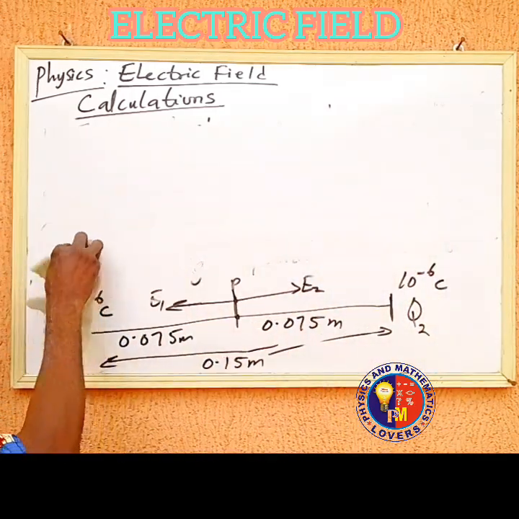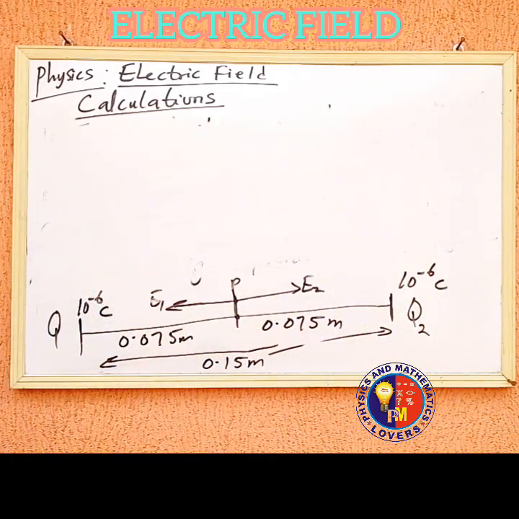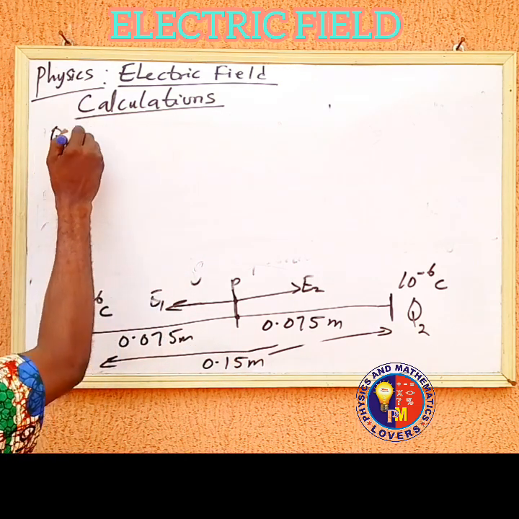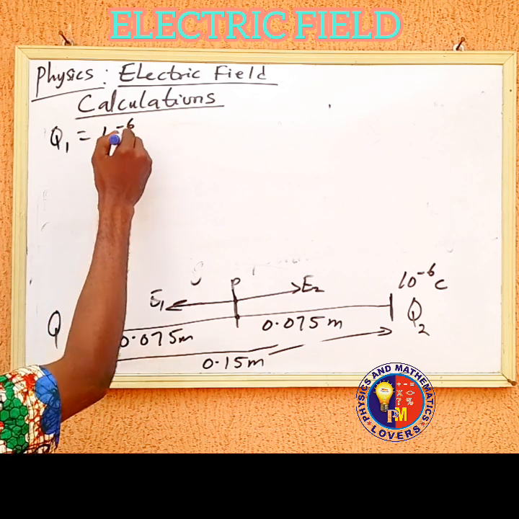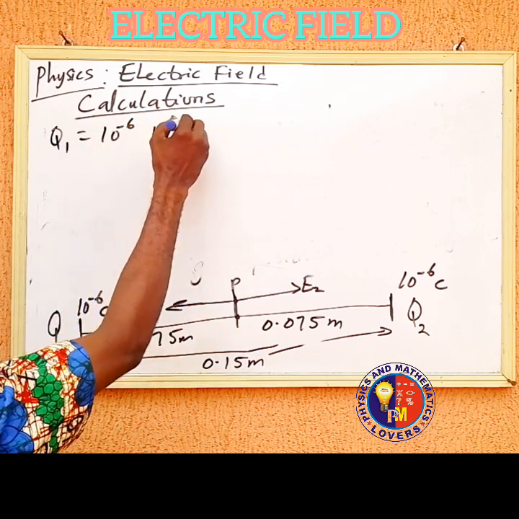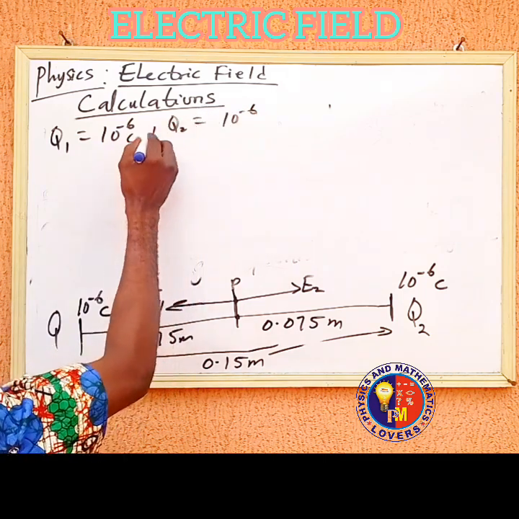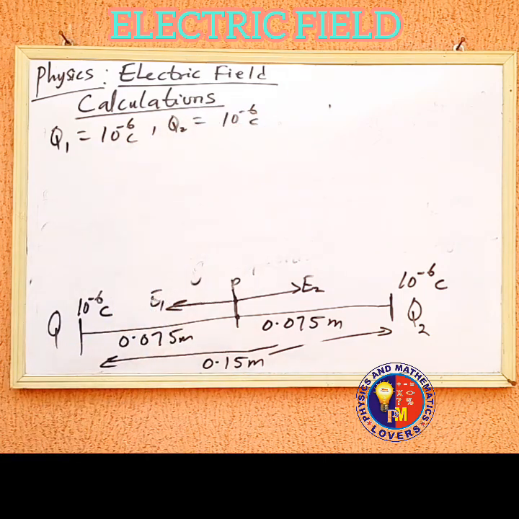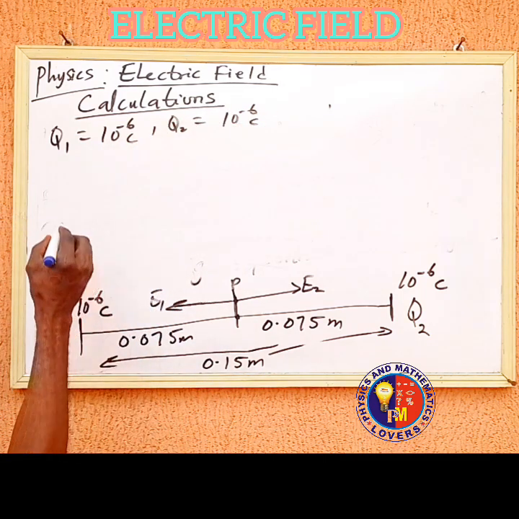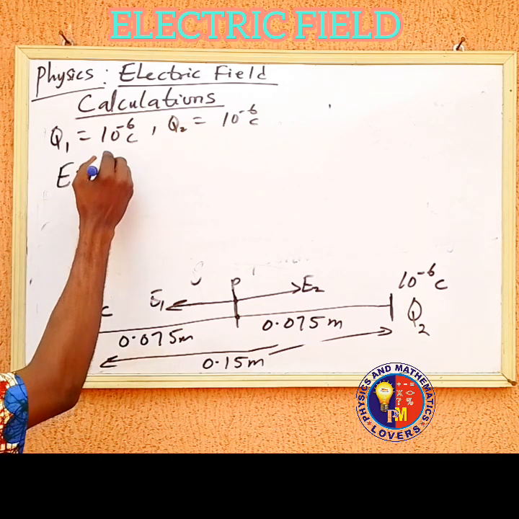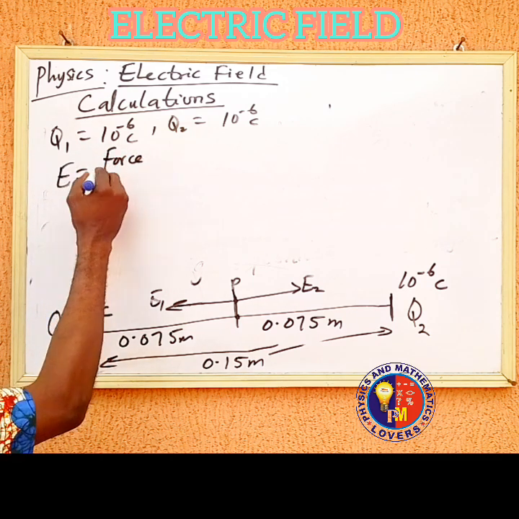Now this is what we need. We already have this here. So Q1 in this case is equal to 10 raised to power minus 6 coulomb. Then Q2 is the same thing, 10 raised to power negative 6 coulomb. So we want to find the strength. The strength, the formula is what? Force per unit charge.